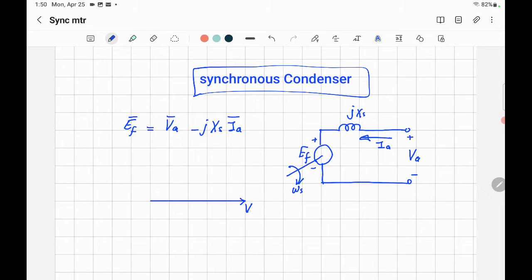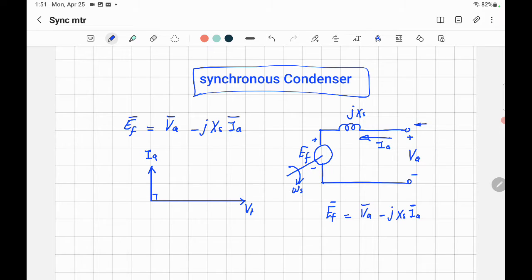So if you have that's the terminal voltage, and let's say that we want this current IA to be leading by 90 degrees, it means there is no power delivered to the stator armature line. That power here is equal to 0. It's the ideal case, of course. So how can you find EF? EF, the field or the excitation voltage, should be equal to VA minus jXS IA. The RA is neglected here. We assume the armature resistance equal to 0.